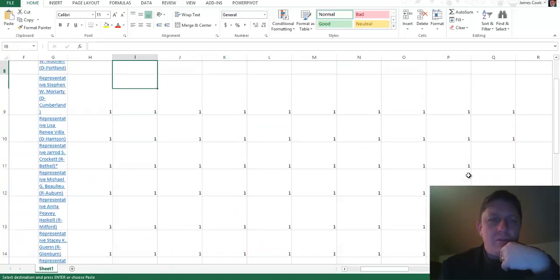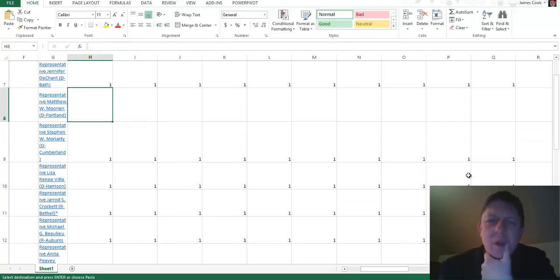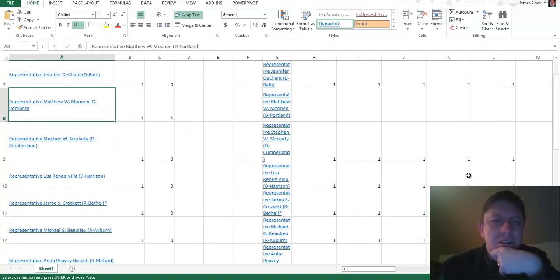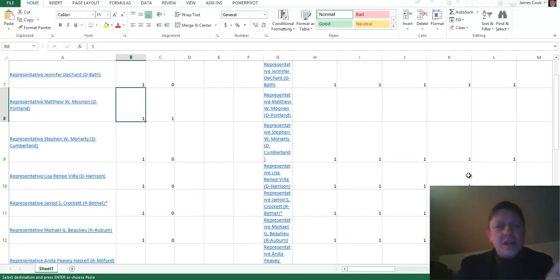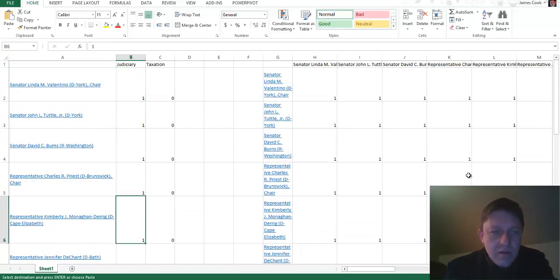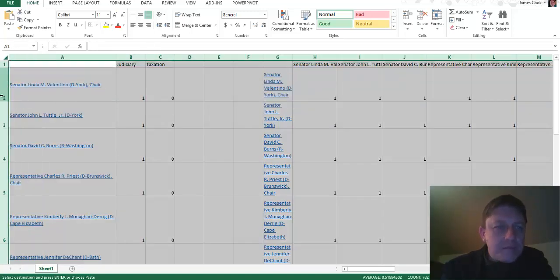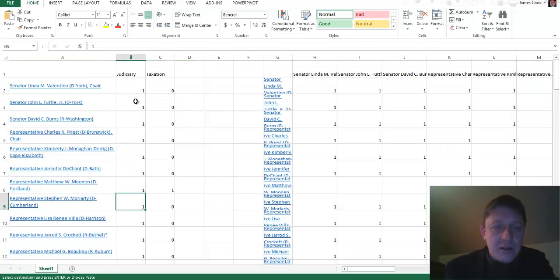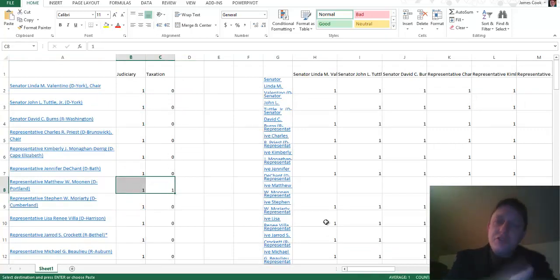Now, we have that one row left. We have to think about Matthew Moonen. What are his overlaps? Let's take a look. So here he is. He has a 1 for what? Let's make these smaller. I'm selecting all the rows and I'm making them not so tall. There we go. There's Matthew Moonen. He has 1s for judiciary and taxation, which means he shares 1 committee with everyone on the judiciary. He shares 1 committee with everyone on taxation. And he shares 2 committees with everyone who is on both judiciary and taxation.